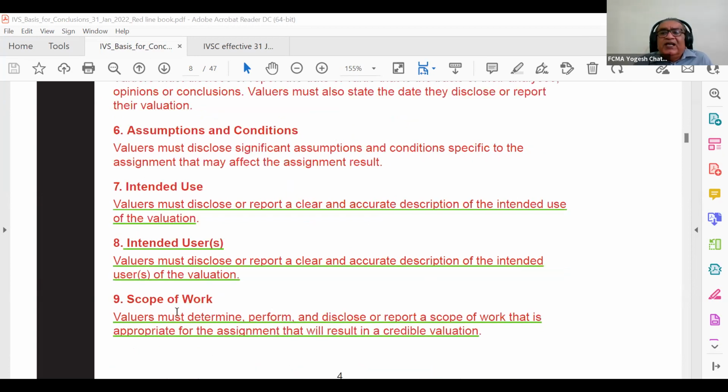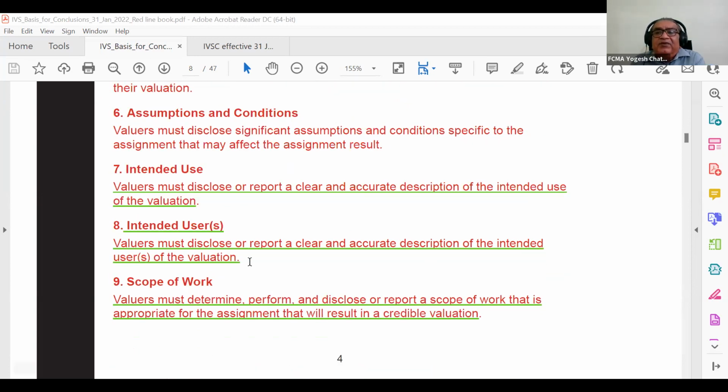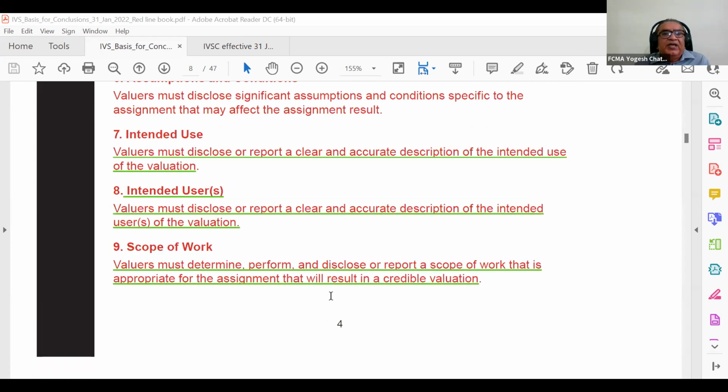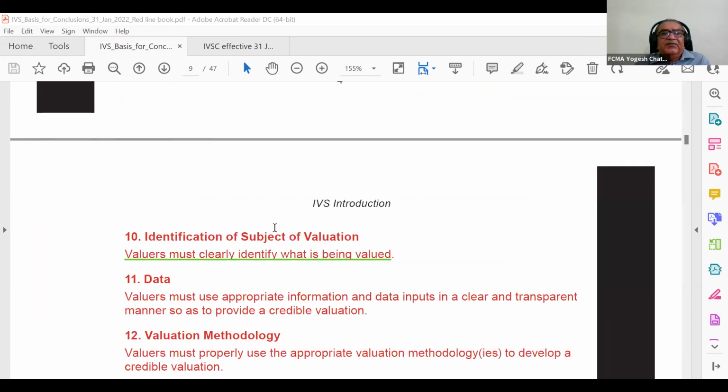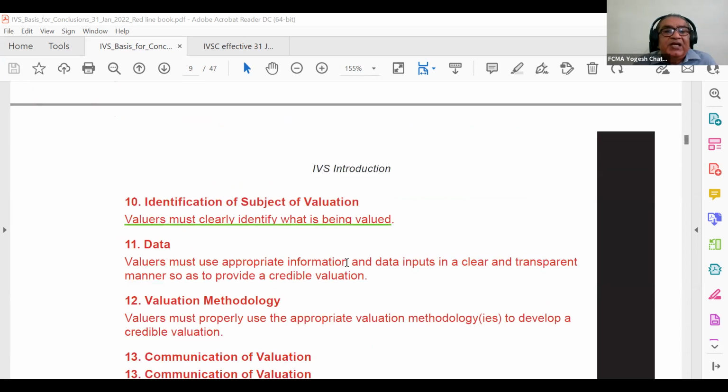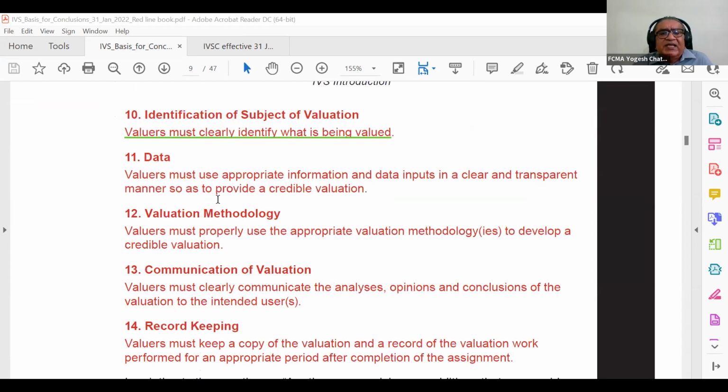Scope of work, again, that same example we will take. So valuers must determine, perform and disclose or report a scope of work that is appropriate for the assignment. So that is also very important. Then identification of the subject of valuation. So the valuer must clearly identify what is being valued. So that is very important. So this is a new addition.